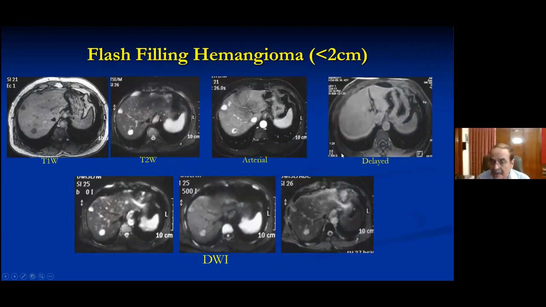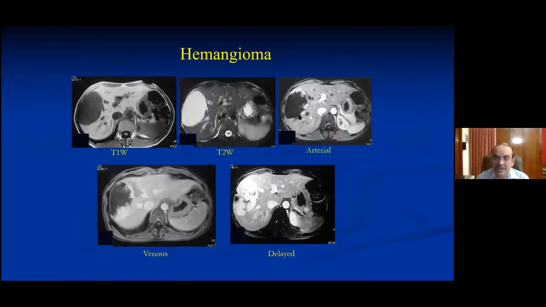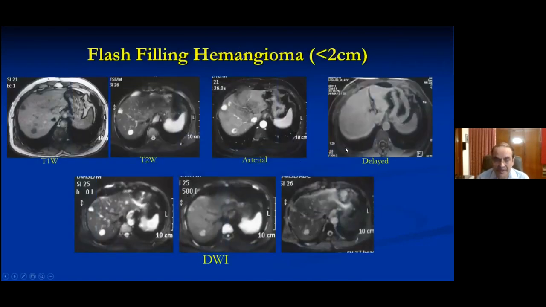How do we differentiate? Again, if we look at the delayed phase, this lesion has retained contrast. It is iso-intense to the background liver. If this was a metastatic deposit, the contrast should have washed out in the delayed phase, and it would have been seen as a hypo-intense lesion compared to the background liver. So the most reliable feature of hemangioma is the peripheral nodular discontinuous enhancement. Additional feature is the fact that it retains contrast in the delayed image.